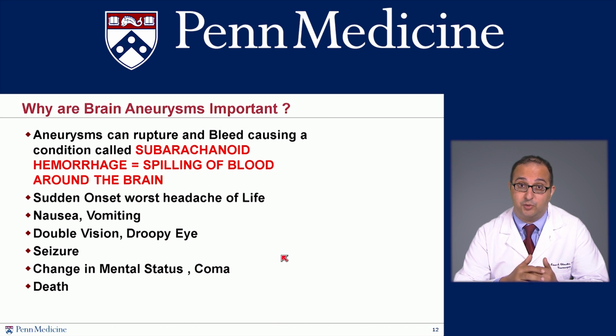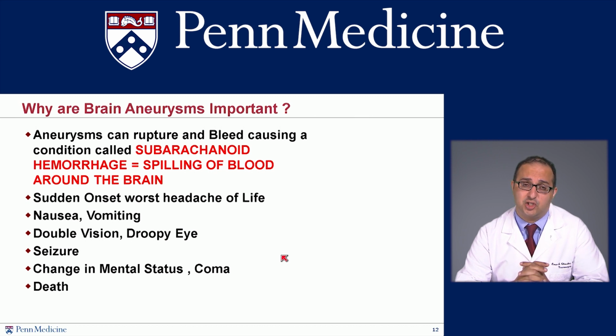When the aneurysms burst and bleed, it's usually the worst headache of life for that particular person. It's very interesting, whenever you have a patient with a ruptured aneurysm and you ask them, was this really the worst headache of your life? Invariably, no doubt, patients with ruptured brain aneurysms always answer yes. So it's a very different pounding, or what they describe as a thunderclap headache.